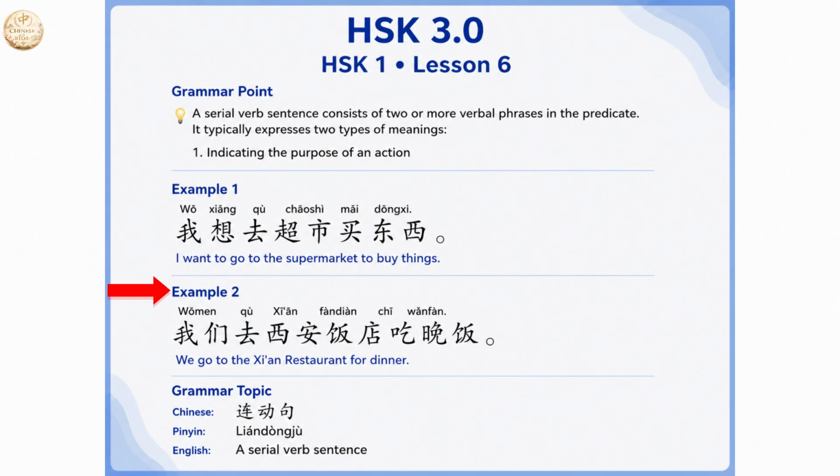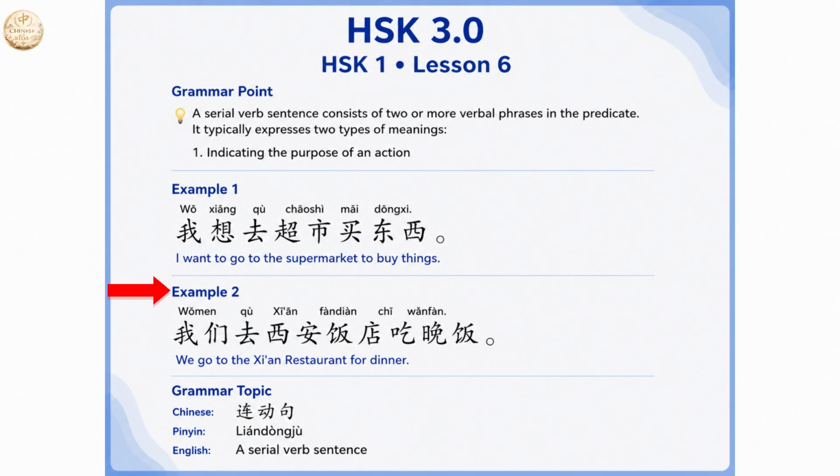我们去西安饭店吃晚饭。We go to the Xi'an restaurant for dinner. Xi'an fandian. Fandian means restaurant. We will learn that in the future. Here, 去西安饭店 and 吃晚饭 are two verb phrases joined together, and you can use them directly to express your purpose, just placing the target action immediately after the movement. This is a great feature of Chinese grammar and it is very direct.